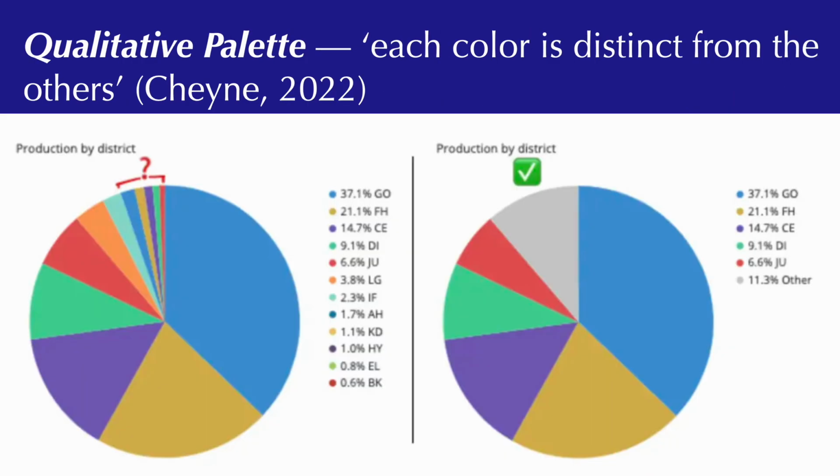In terms of qualitative palette, that's when you have something like categories. Each color is distinct from the others. So think if you have a category, and in this sense, there's all these productions by different districts. Each of these districts is a different district, so it wouldn't make sense to have any of the colors being the same or somewhat similar.